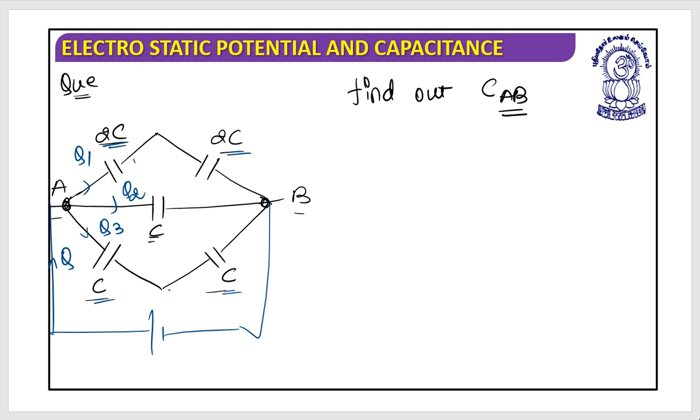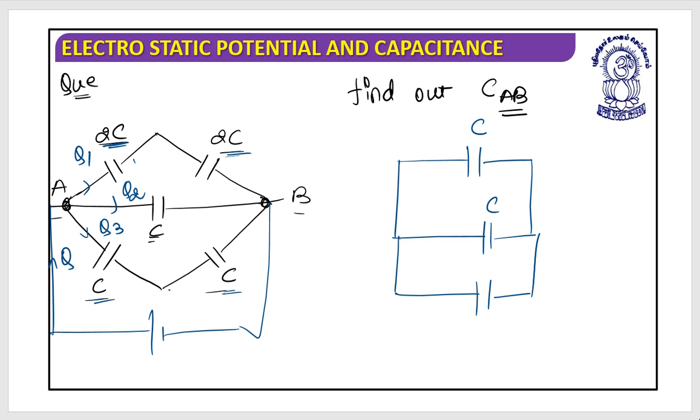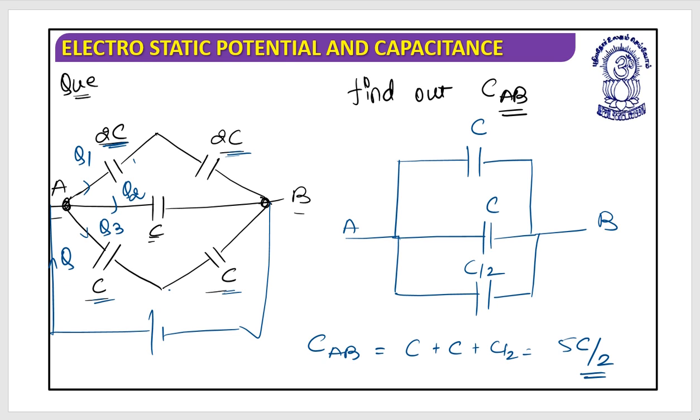So let me solve this. 2C and 2C connected in series will give me C. This is already C, and this is C by 2. This is A and this is B. So if I find the equivalent capacitance, it would be C plus C plus C by 2, that is 2C plus C by 2, which is 5C by 2. This is what we require. That's it. I hope this is clear. Any doubts on this?